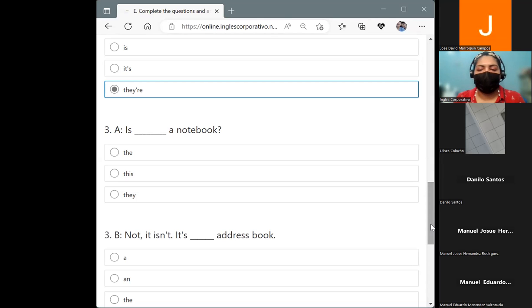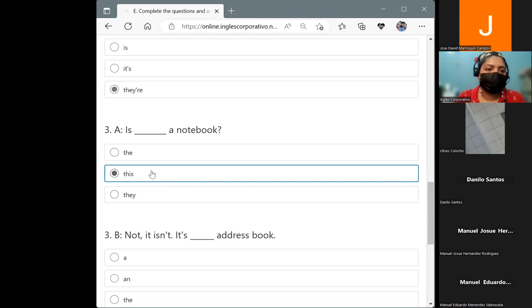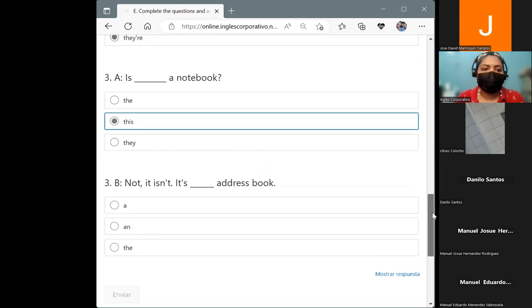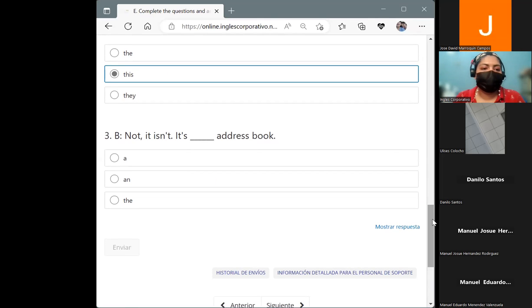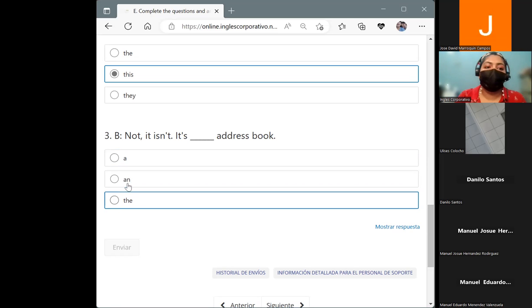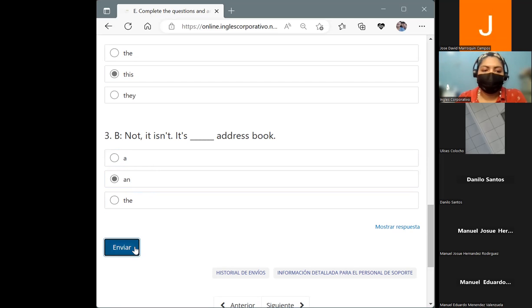Is this a notebook? Is this a notebook? No, it isn't. It is an address book. A and the. It's another book. An address book. Okay.